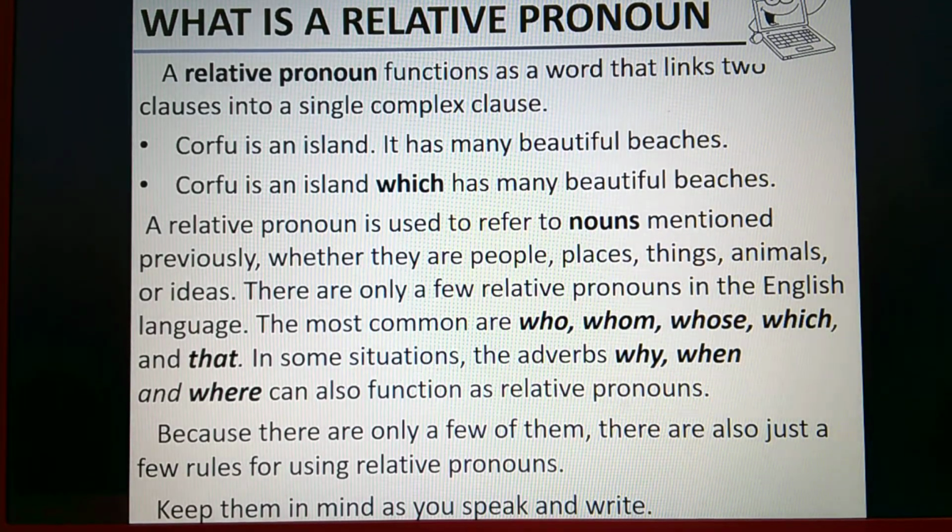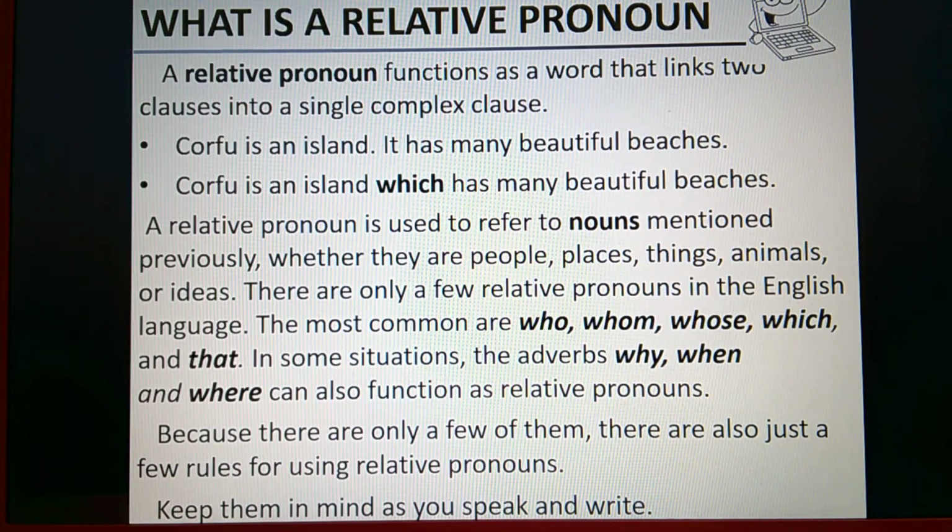A relative pronoun functions as a word that links two clauses into a single complex clause. Let's have a look at the example. Corfu is an island. It has many beautiful beaches. Corfu is an island which has many beautiful beaches. A relative pronoun is used to refer to nouns mentioned previously, whether they are people, places, things, animals, or ideas.